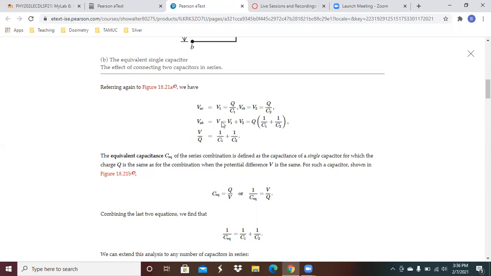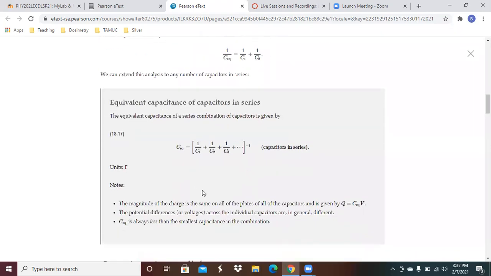Now, if we take this voltage and divide it by Q, and we do the same thing to this side of the equation, we see that the voltage divided by the charge is going to be equal to the sum. We replace this with the equivalent capacitance, and lo and behold, this is where the formula comes from. And if you have several different capacitors in series, you can extend that formula because the logic is going to hold.